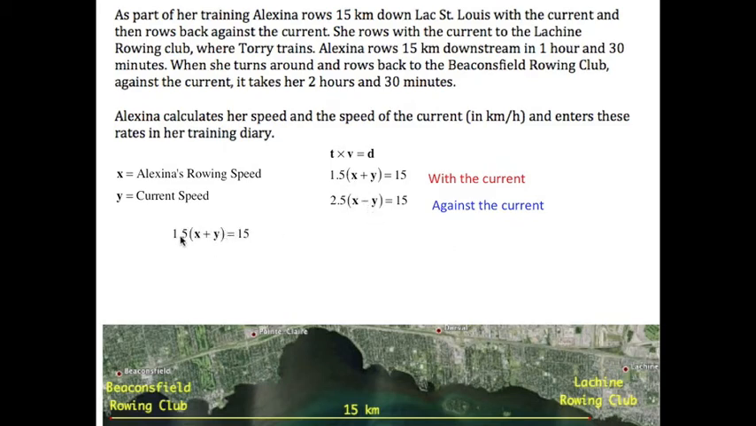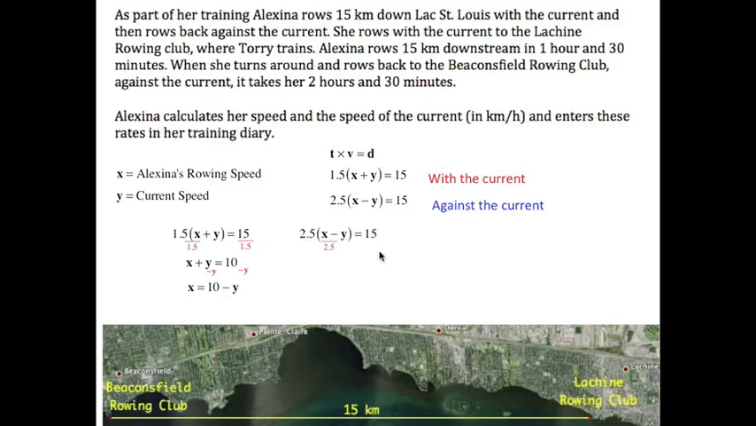So we have 1.5 times (x plus y) is equal to 15. You could divide both sides by 1.5, and that gives us x plus y is equal to 10, or x is equal to 10 minus y. And then if I take my other equation, we have 2.5 times (x minus y) is equal to 15, and I'm going to replace the x with 10 minus y.